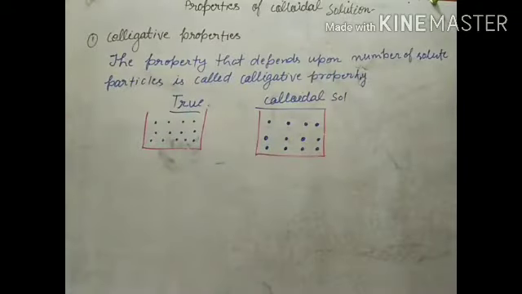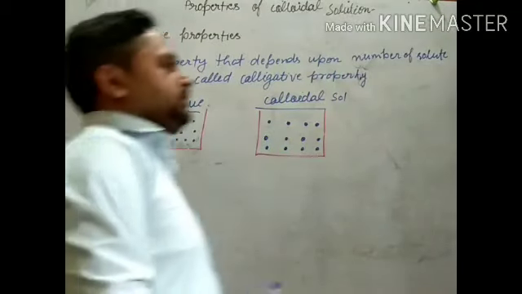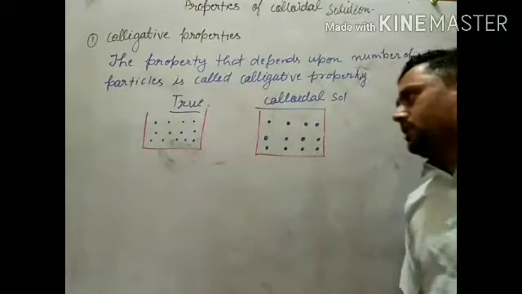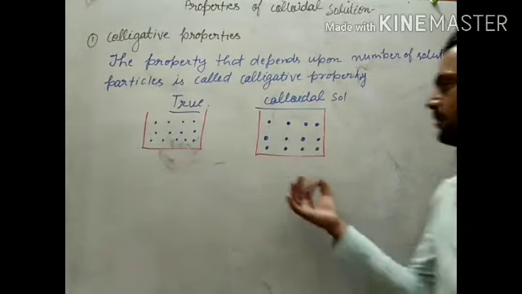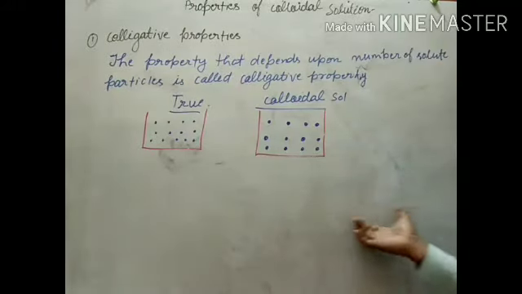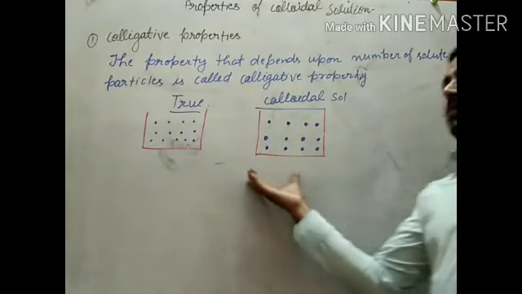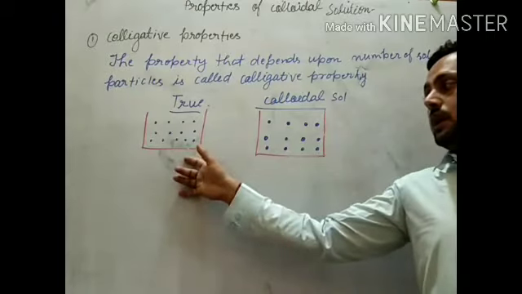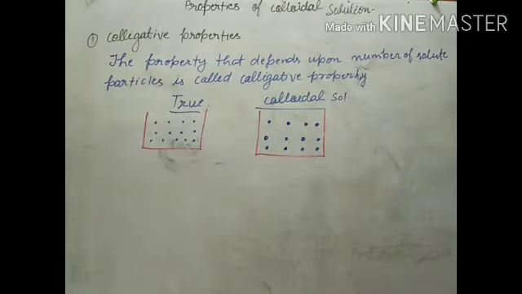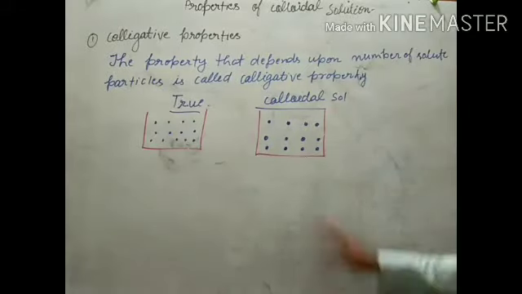So if same concentration solutions are taken, means same concentration solutions of true solution and colloidal solution are taken, the colligative property of colloidal solutions is lesser than the true solution, because the number of particles is higher in true solution in comparison to colloidal solution.